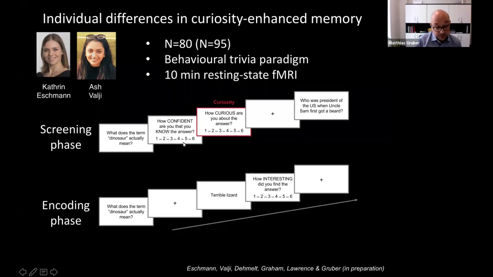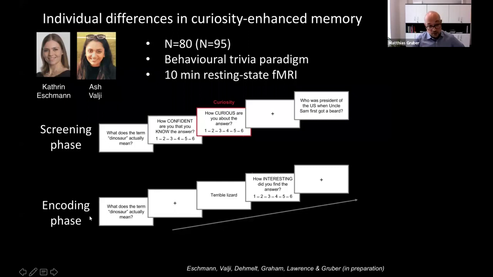If a participant indicates that they know the answer to a trivia question by indicating, for example, a 6 or even a 5, we don't take this question further. So in the actual experiment, we only want to use trivia questions where they don't know the answer, with different degrees of curiosity, where I showed you before that the dopaminergic circuit shows this linear increase in activity based on low to high curiosity.